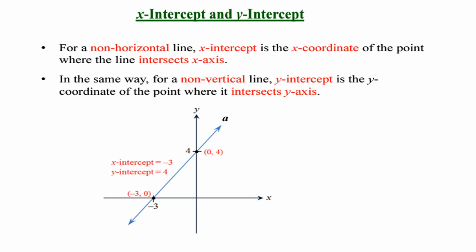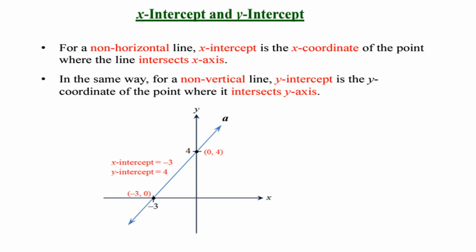Next we talk about x-intercept and y-intercept. The line passes through the x-axis and the y-axis. At the x-axis we call it the x-intercept, at the y-axis we call it the y-intercept. In the picture, the line passes through the x-axis at which point? Negative 3. And the y-axis at which point? It is 4. So the x-intercept is at negative 3, and the y-intercept is at 4.